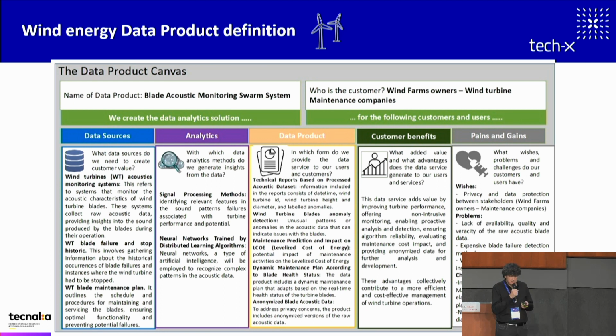In this case, we have the wind turbine acoustic monitoring systems with the different information that is gathered, the raw acoustic data, but we also have additional data like the historical data related to the blade failures or to the periods of stops of the wind turbines, and also the current wind turbine blade maintenance plan.